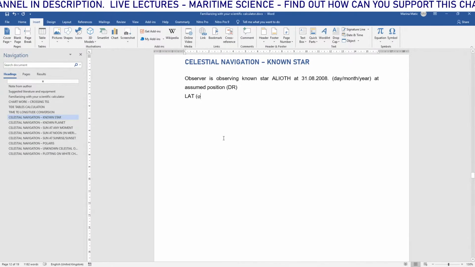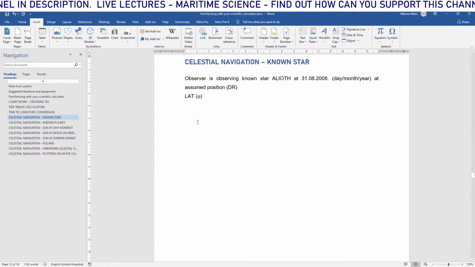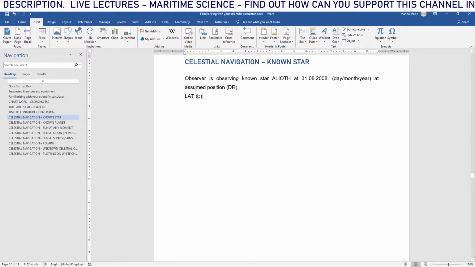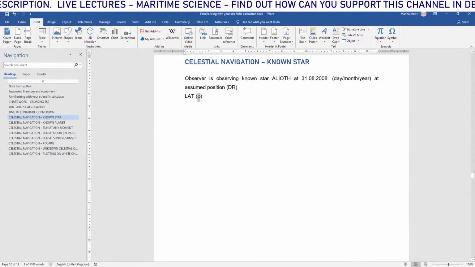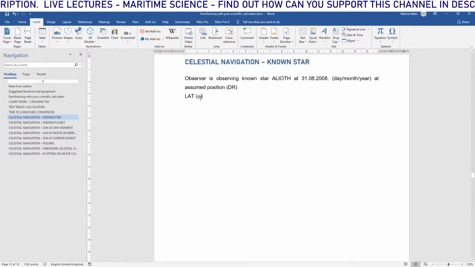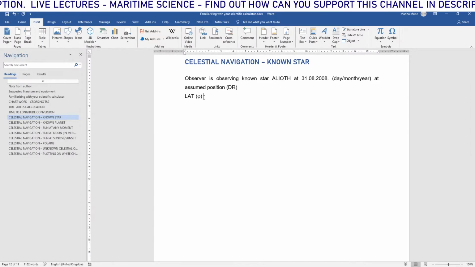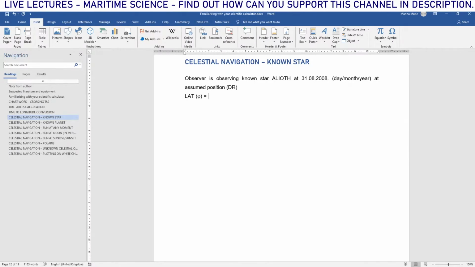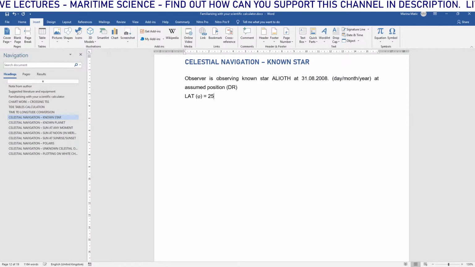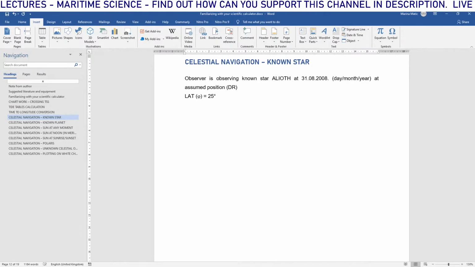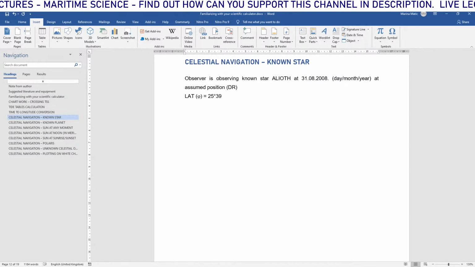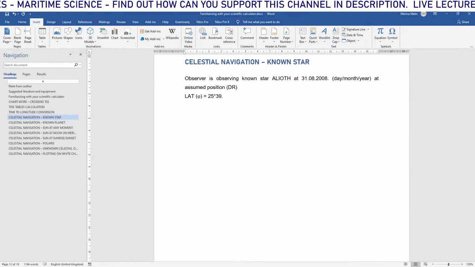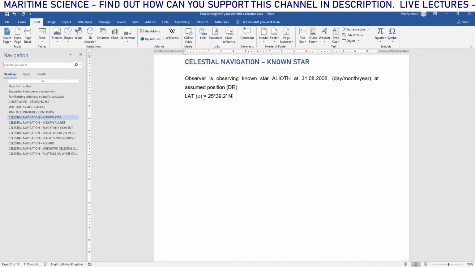Okay. So if you notice this mark here in the papers or books, this is a mark that is used for latitude. So this is a short abbreviation for latitude. And latitude is a coordinate that tells us how far we are from the equator. And we are 25 degrees, 39.2 minutes north.